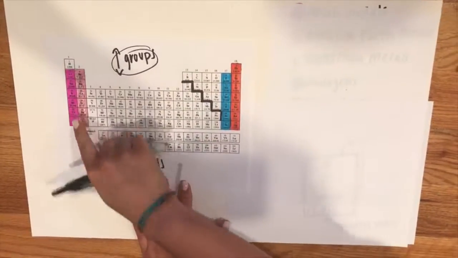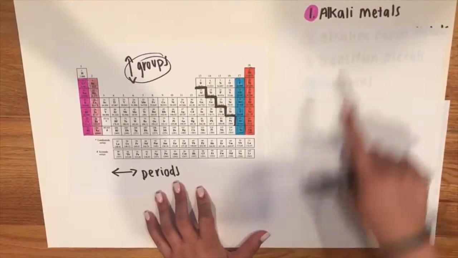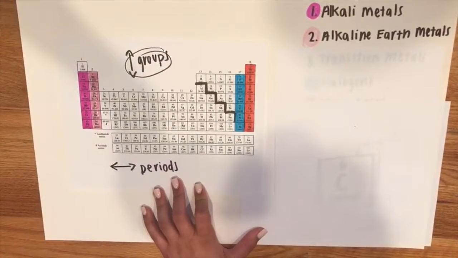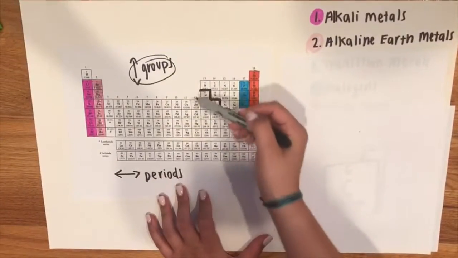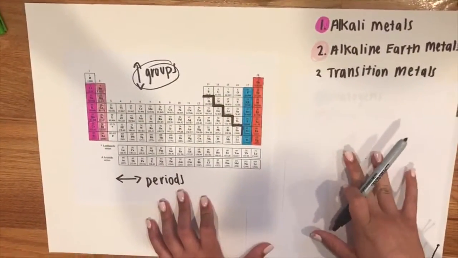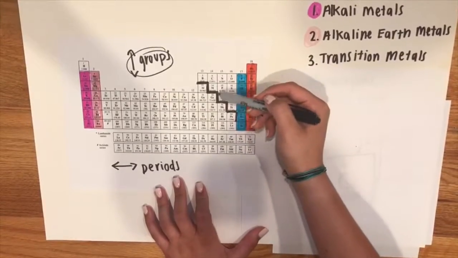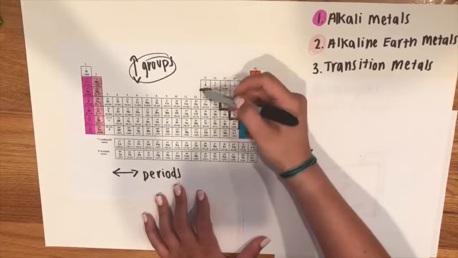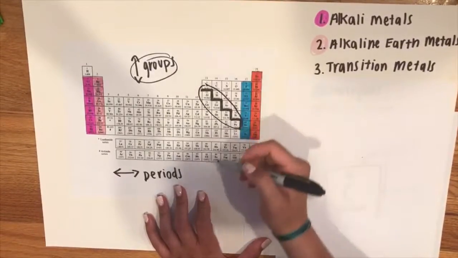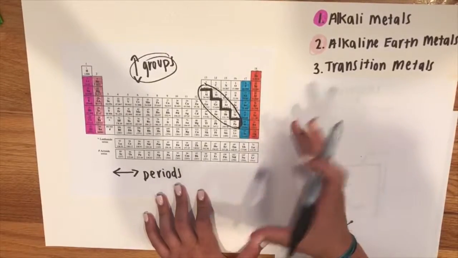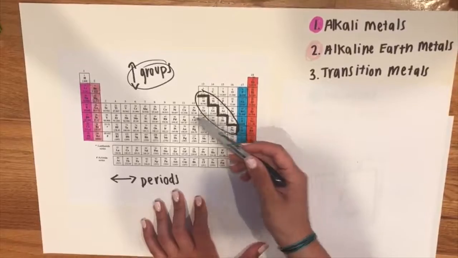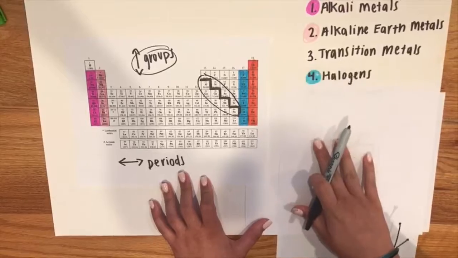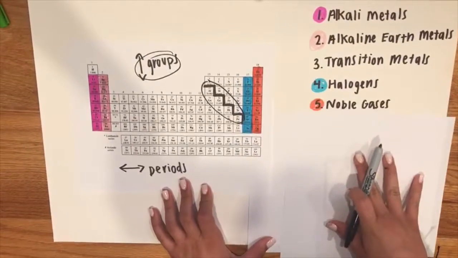So this first group, the dark pink, as you can see, I wrote there, are alkali metals. The second one, the lighter pink, are alkaline earth metals. And then this big group in the middle, right here, are called transition metals. Then you can see we come up to this line right here. This line separates metals from nonmetals. So everything along this line right here are called metalloids, which are half metal, they have properties of both. All of these are metals, and all of these are nonmetals. Moving on, this blue section is called halogens, and this orange section is noble gases.